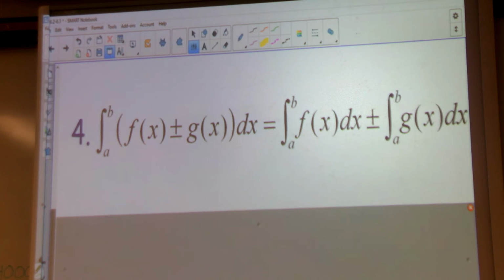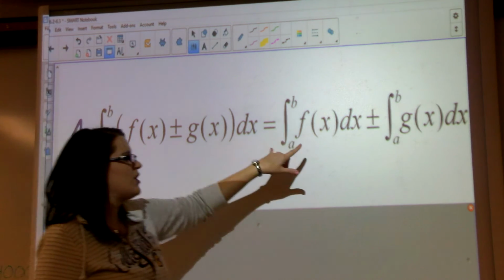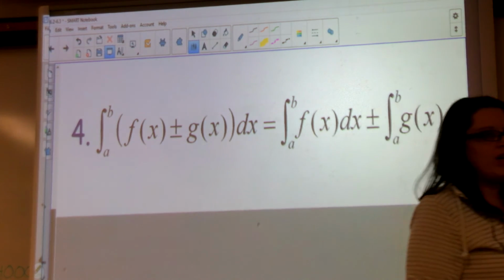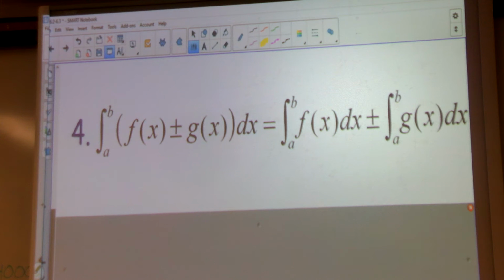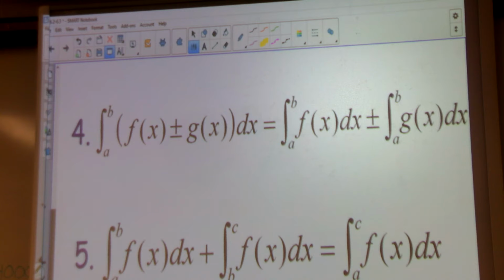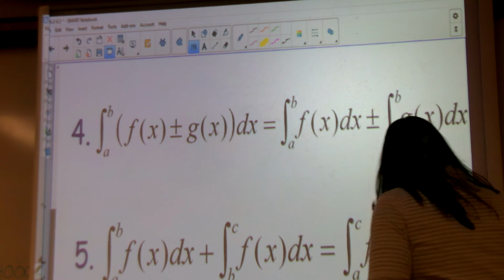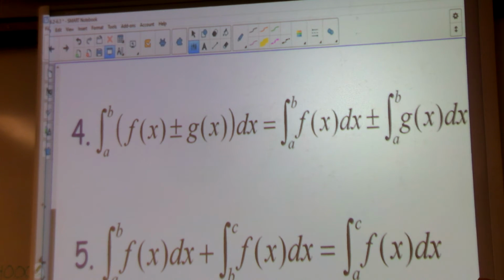The integral from A to B, if I'm adding or subtracting two functions, I can add or subtract them individually. Pretty straightforward there. And the last one, when you draw a picture, makes sense.